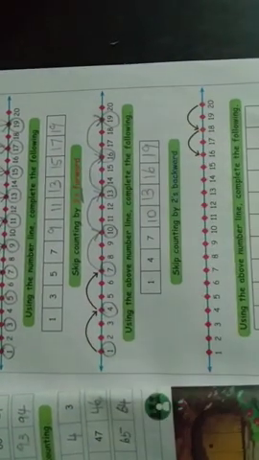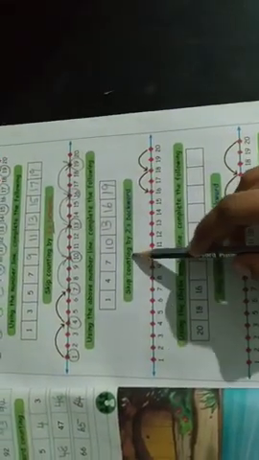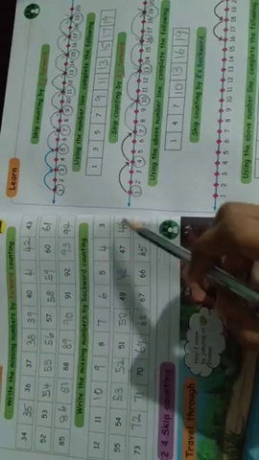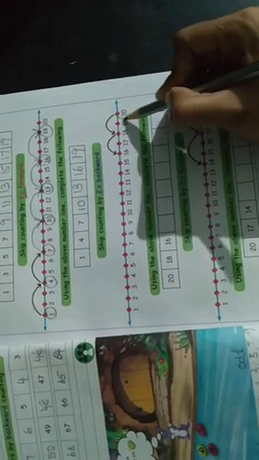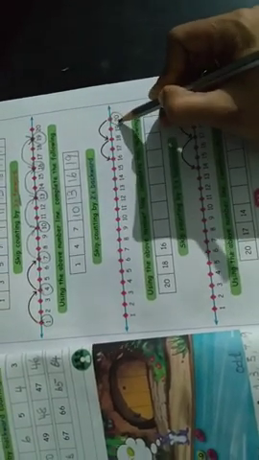Okay, next is skip counting backward. Backward means right to left. We already learned here, no? Right to left is backward counting. Okay, same like the twos, starting from 20.